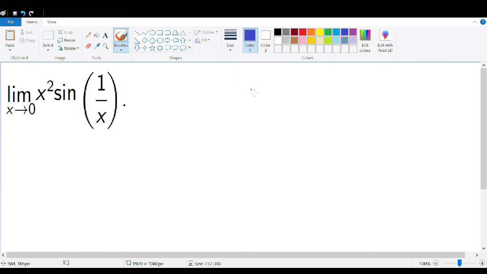So we'll start here by writing that sine 1 over x is between -1 and 1. But here our function is not sine 1 over x, it is x squared multiplied by sine 1 over x. So we'll try to rewrite this to be similar to the function in the question. So we need to multiply by x squared.